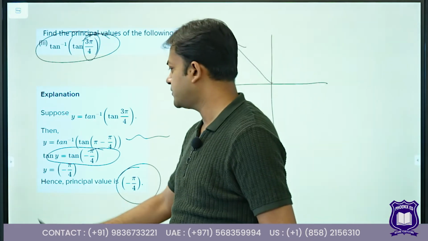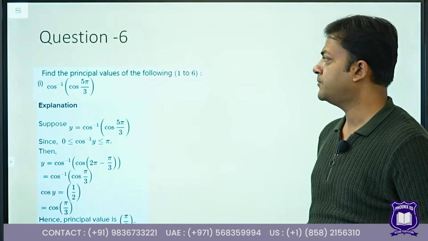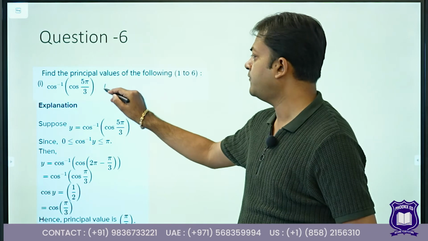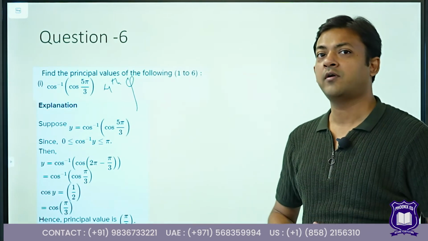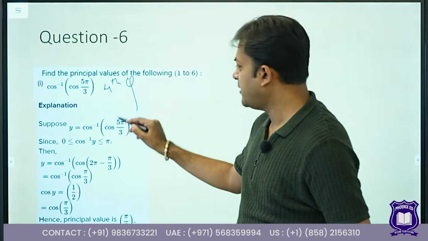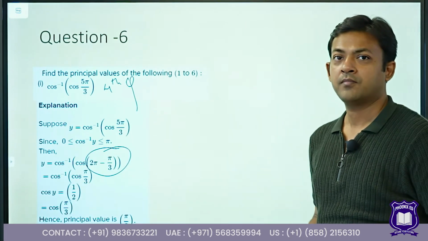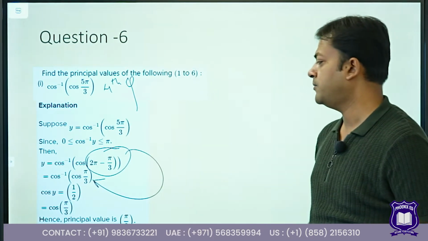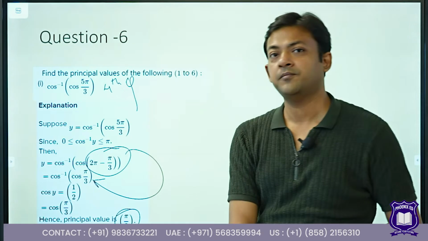Let's take another question. Cos inverse of cos 5 pi by 3. We need to first understand this angle lies in the fourth quadrant. For a cosine value lying in the fourth quadrant, the value has to be a positive value. Now, 5 pi by 3 can be written as 2 pi minus pi by 3. Hence, the value would turn out to be cos of pi by 3, and the principal value would be only pi by 3.